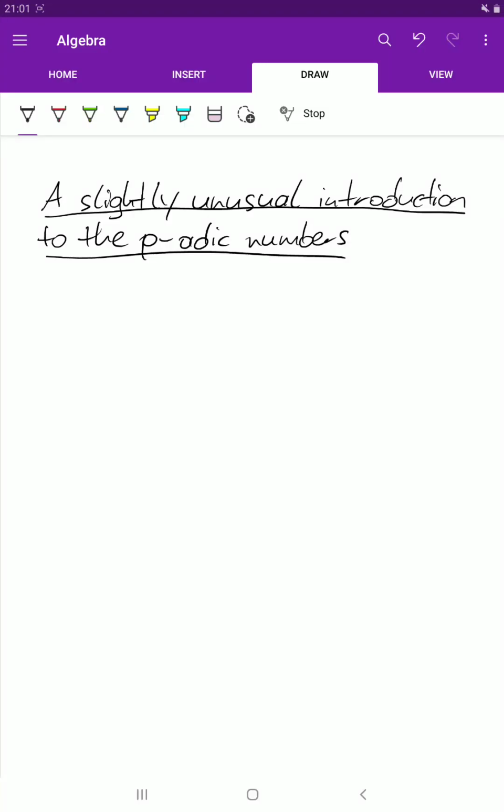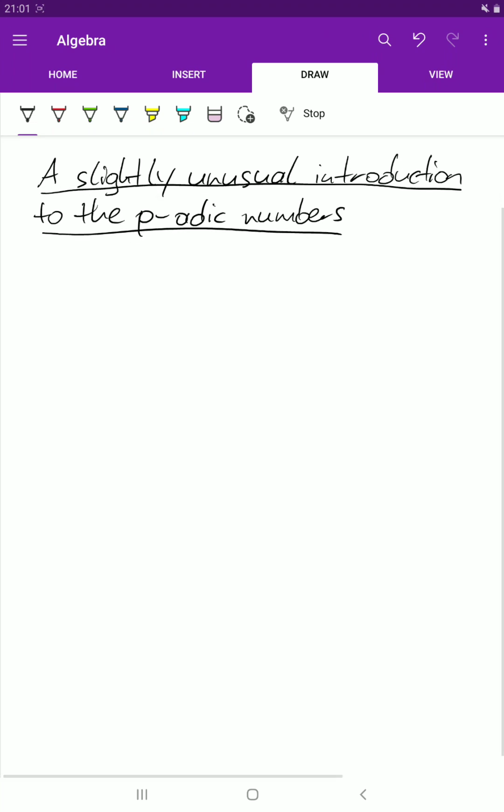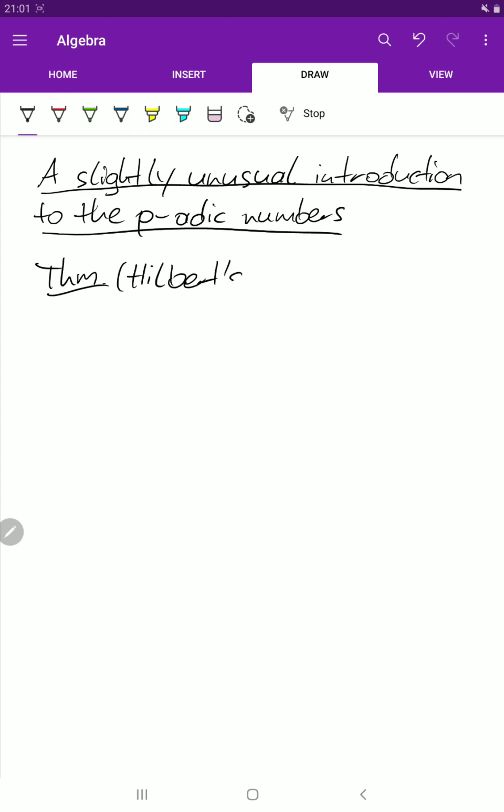Hello, today I want to give an introduction to the p-adic numbers, and I'm not sure whether you've seen it that way, but I want to start with the following. So we start with the following theorem, namely Hilbert's Nullstellensatz.